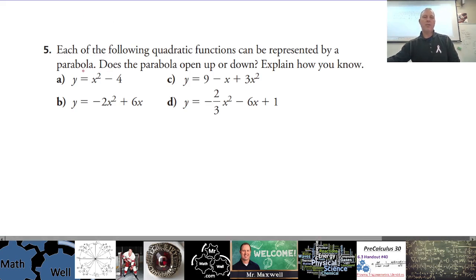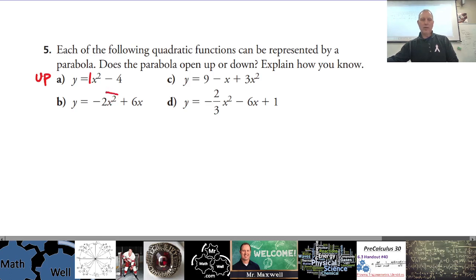So what's the a value in this first one here? 1. Now is it a positive or negative 1? Positive. So does this open up or down? Up. Up like a cup. And it has a -4 as a y-intercept, if you're interested. B, does this open up or down, and how do you know? Down. Why? Negative 2a.